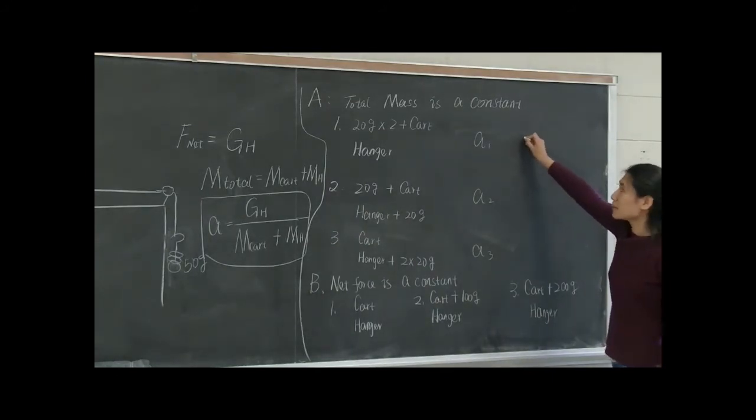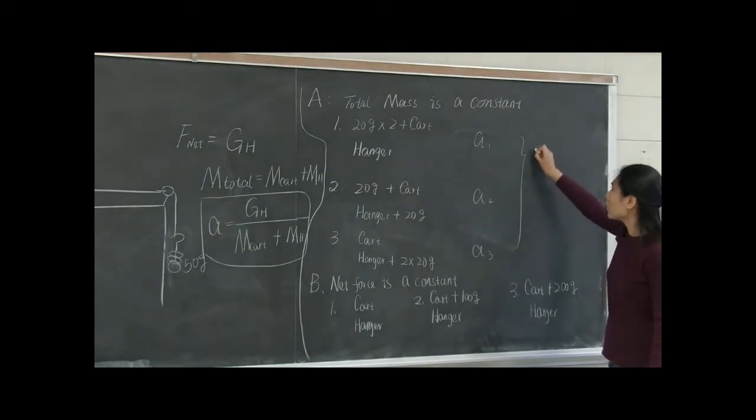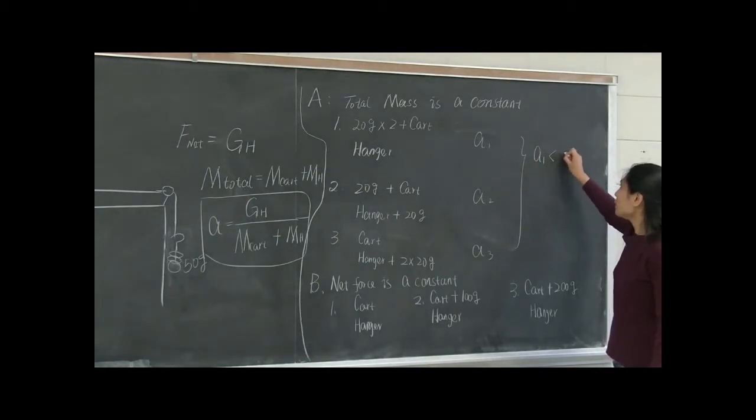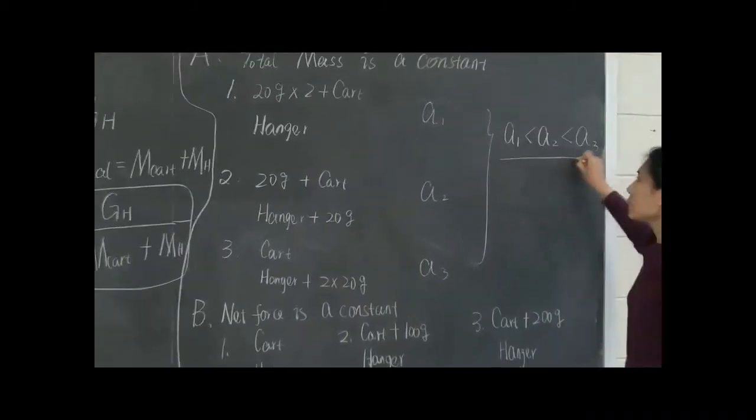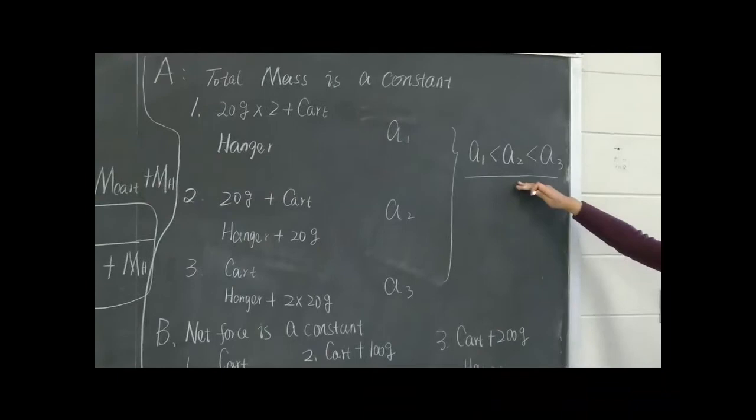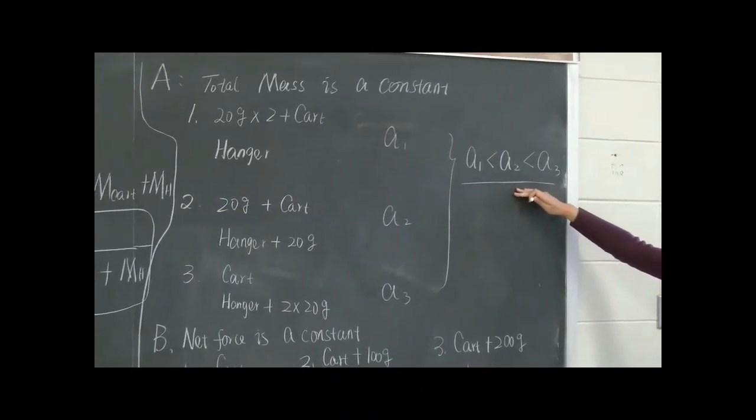So we expect in our measurement, we will have A1 smaller than A2 and then smaller than A3. So we will see if our measurement can prove this result.